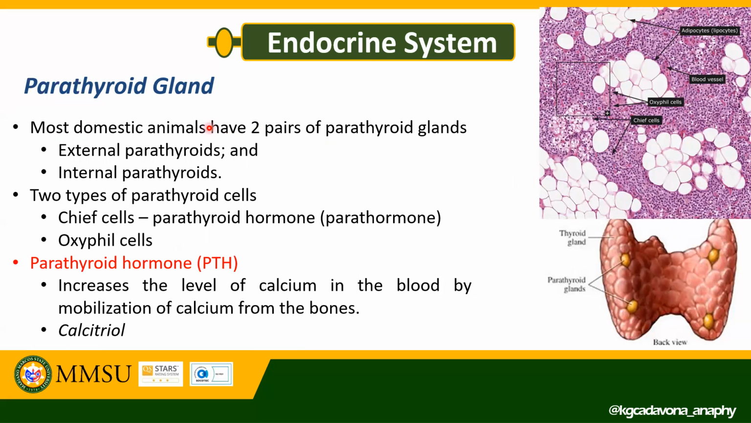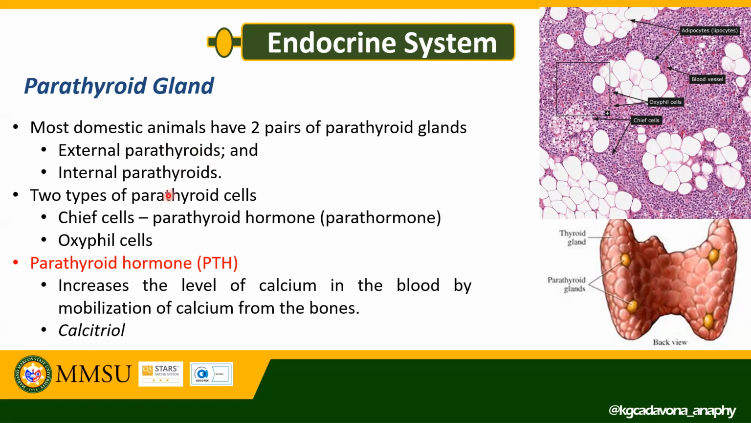Then the next gland we have is the parathyroid glands. These are usually aggregates of endocrine tissues within or near the thyroid gland. Most of the domestic animals have 2 pairs of parathyroid glands, but the exact number and location still vary with the different species. Commonly, 1 pair is visible outside the thyroid gland, and is therefore designated as the external parathyroids.